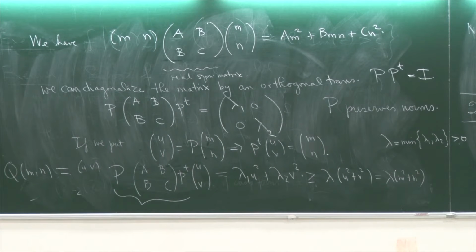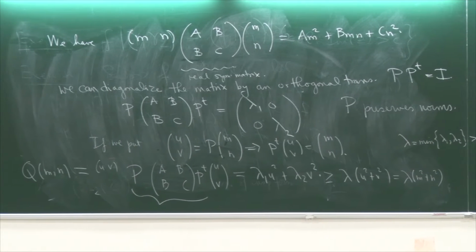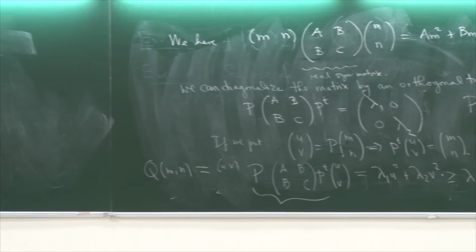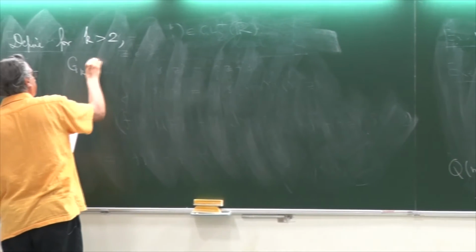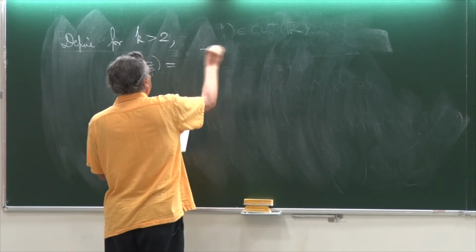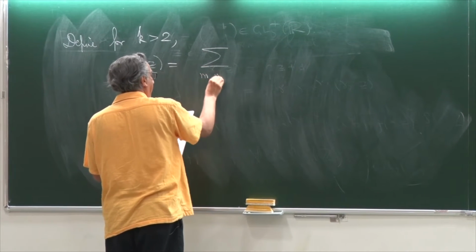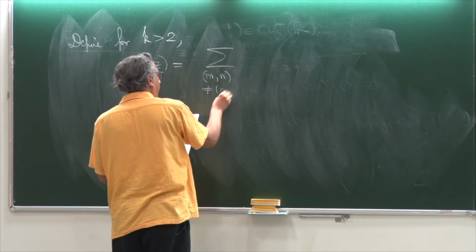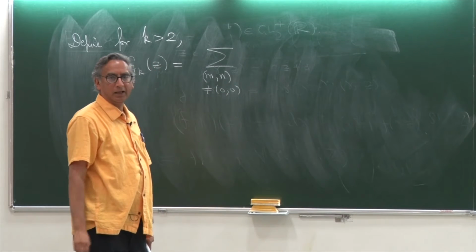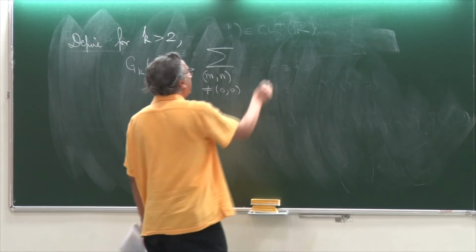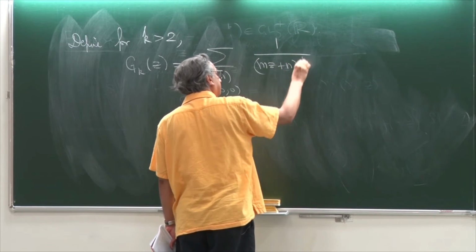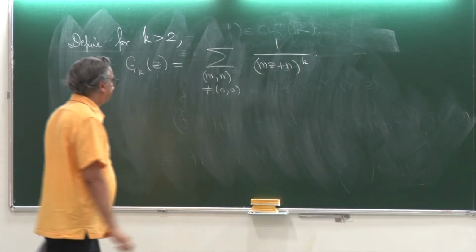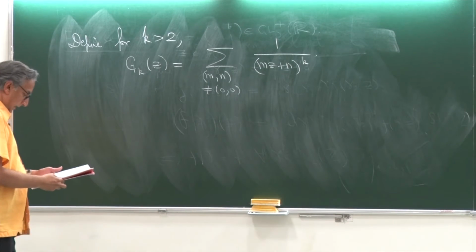Okay. So we now define, for k bigger than 2, G_k(z) to be this double series. We go over all integers m and n, so that simultaneously they're not 0, of 1 over (mz plus n) to the power k. This is what's called the Eisenstein series.